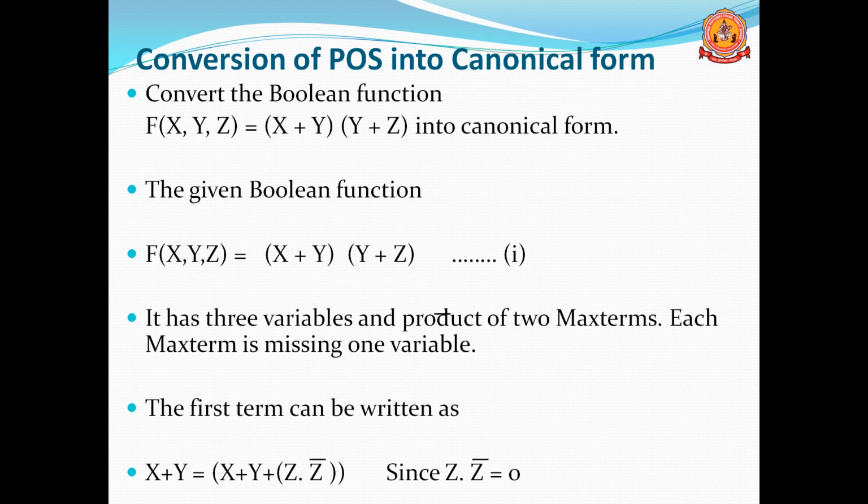x dot x dash. In the case of min term we have to multiply; here, in the case of max term, you have to add. So x plus y plus z dot z dash. Here, in the three variable product of two max terms, each term is missing one variable. In the first case z is missing, in the second case x is missing. So take the first term, x plus y, and write x plus y plus z dot z dash.